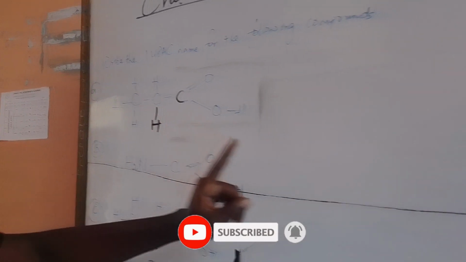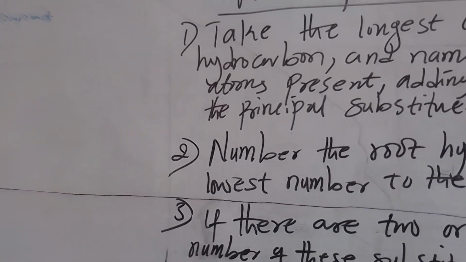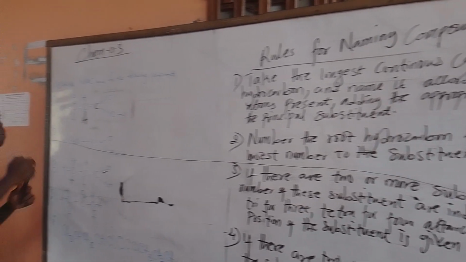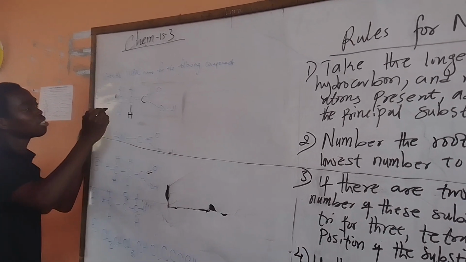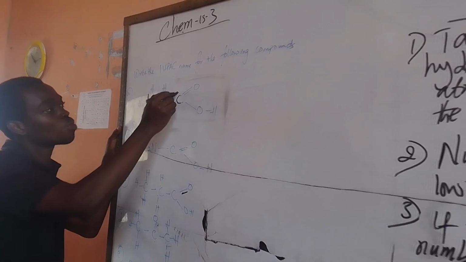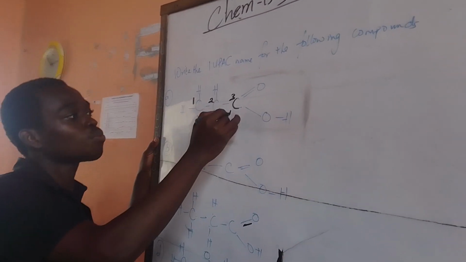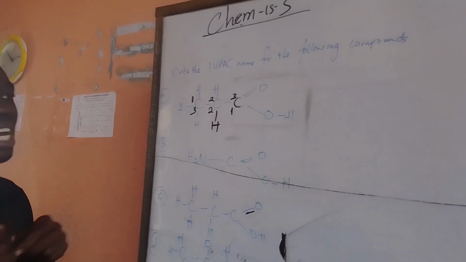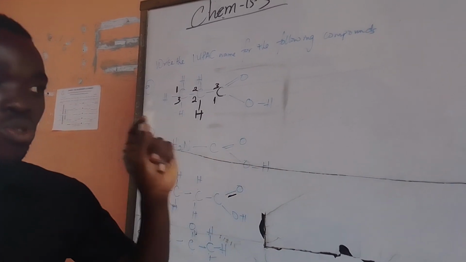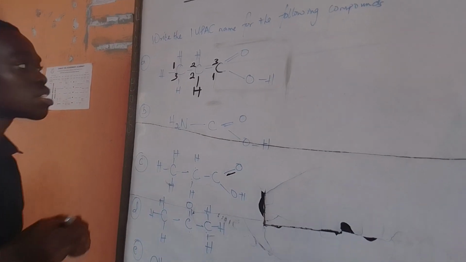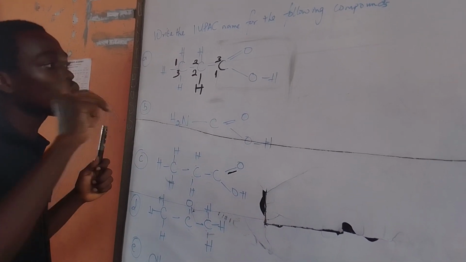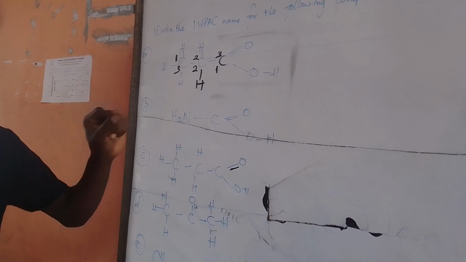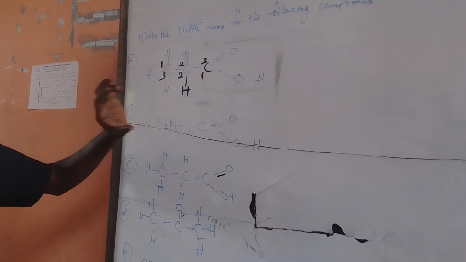Now let's go to rule number 2. Number the root hydrocarbon from the end which gives the lowest number to the substituent. So let's number this. We have 1, 2, 3, and 1, 2, 3. Now, they said which gives the lowest number to the substituent. Where is the substituent? I said the substituents are atoms or groups of atoms other than hydrogen that are attached to the parent hydrocarbon.